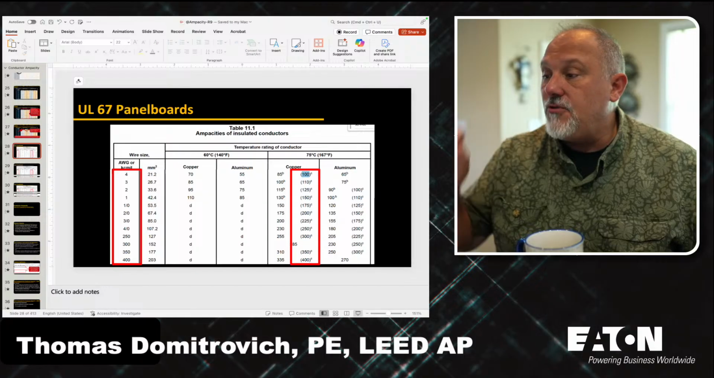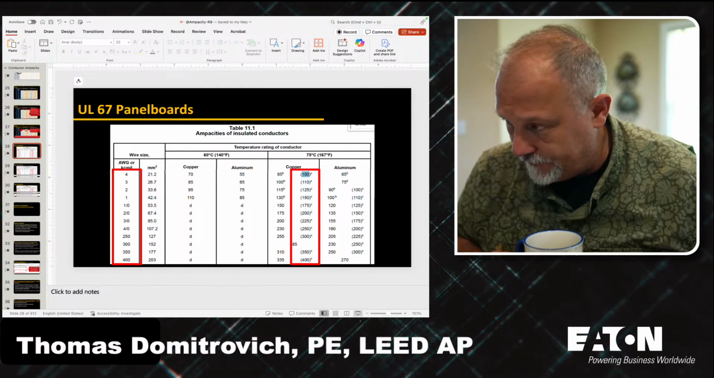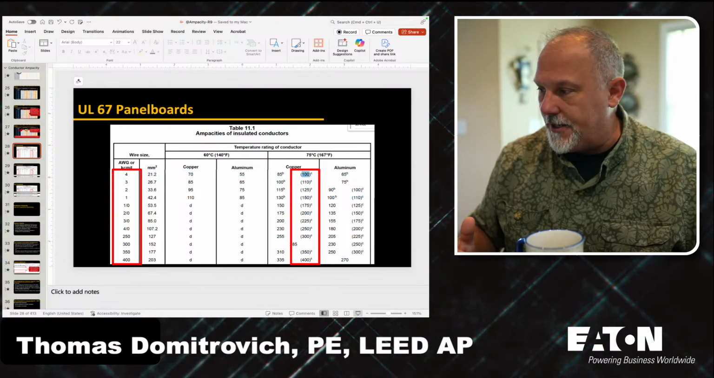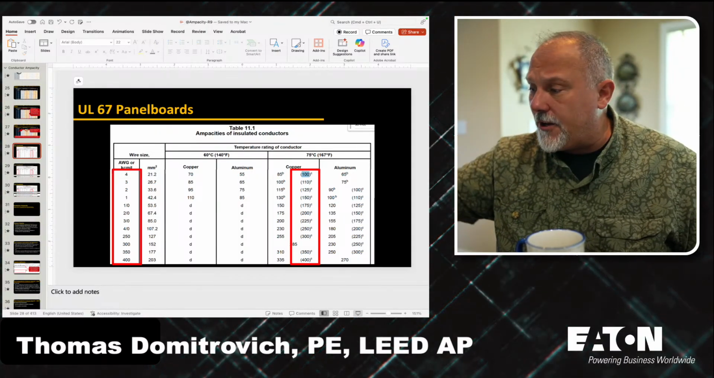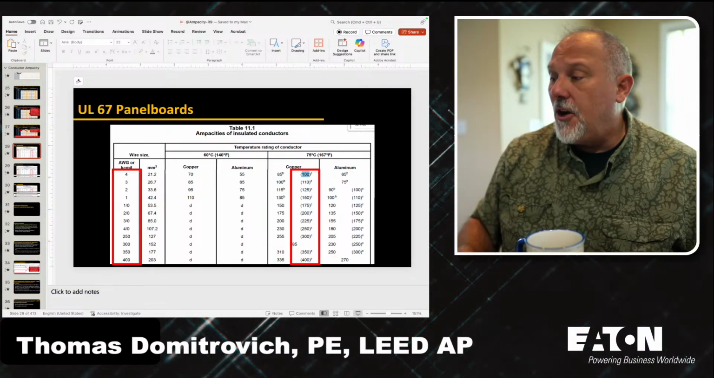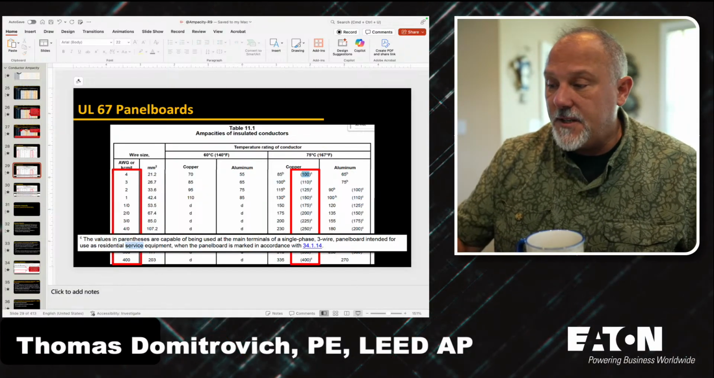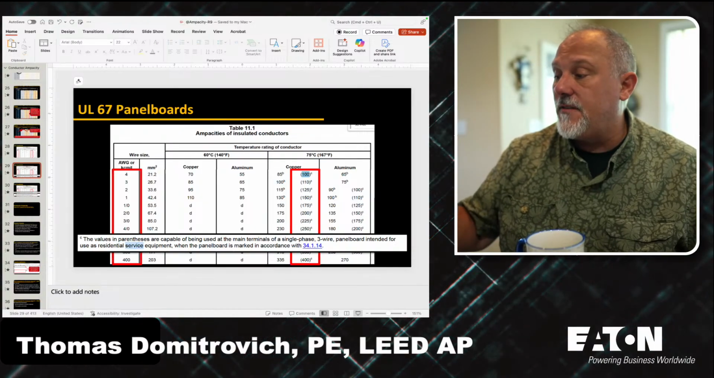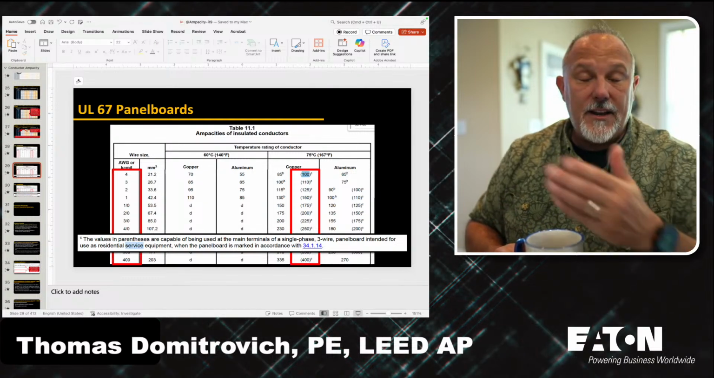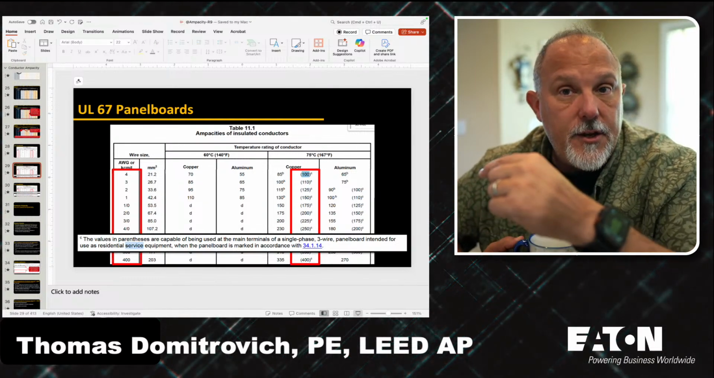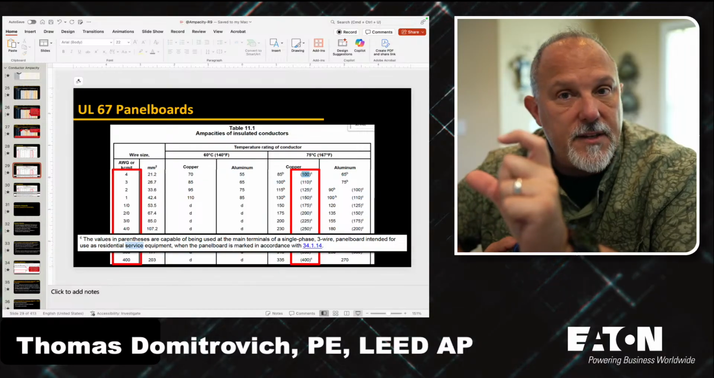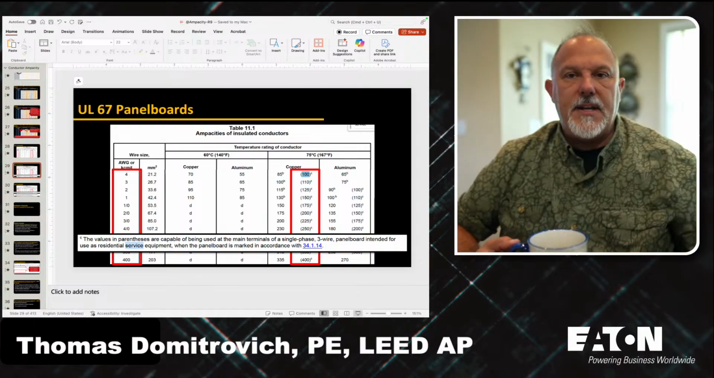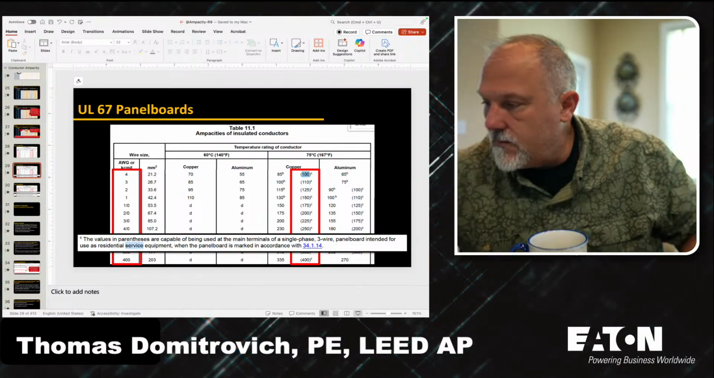And then I go to table 11.1 in the code, and I highlighted my 4 through 400, and there are my 100 amp through 400 amp overcurrent devices. There's the parens. The values in parentheses are capable of being used at the main terminals of a single-phase 3-wire branch and panel board, and they basically put the similar parameters that are in the code that basically narrows our focus.